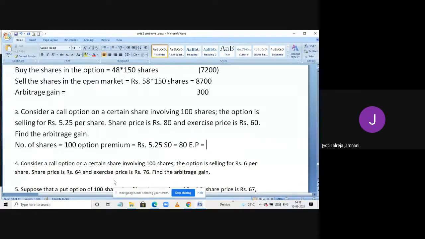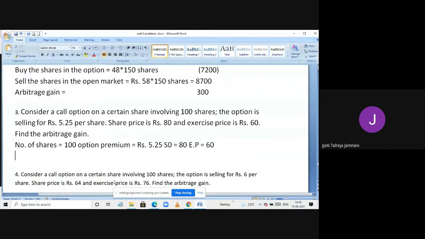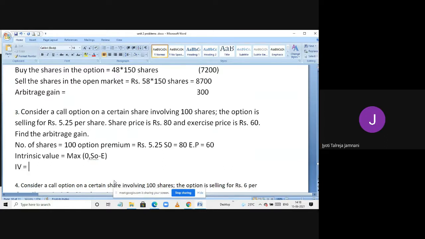Exercise price is rupees 60. First step is to find the intrinsic value, which is maximum of 0, S0 minus E. So this is the intrinsic value formula for call option. Intrinsic value is equal to maximum of 0, S0 minus E, where S0 is 80 and exercise price is 60. So 80 minus 60, intrinsic value will be 20.